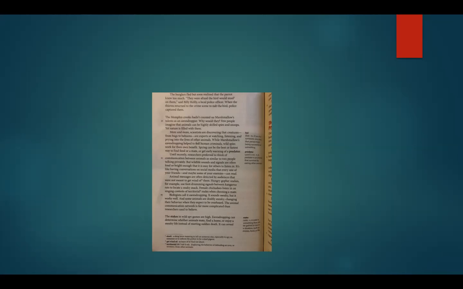The animal communication network is far more complicated than researchers used to believe. The stakes in wild spy games are high. Eavesdropping can determine whether animals mate, find a home, or enjoy a sneaky life instead of meeting sudden death.